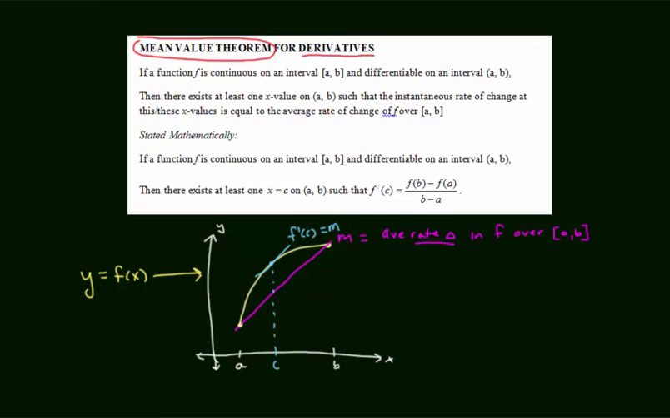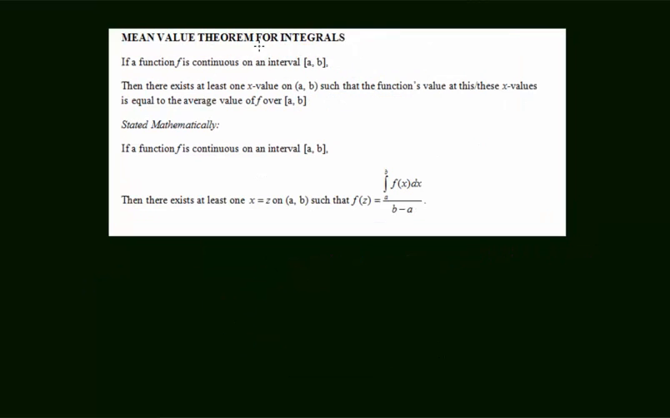And this is a guarantee theorem. It guarantees that as long as this yellow function f is continuous on the closed interval and differentiable on the open interval, we're going to find an x value between a and b such that f prime of c equals the average rate of change. And now we're going to look at the mean value theorem for integrals. This one is going to be new.